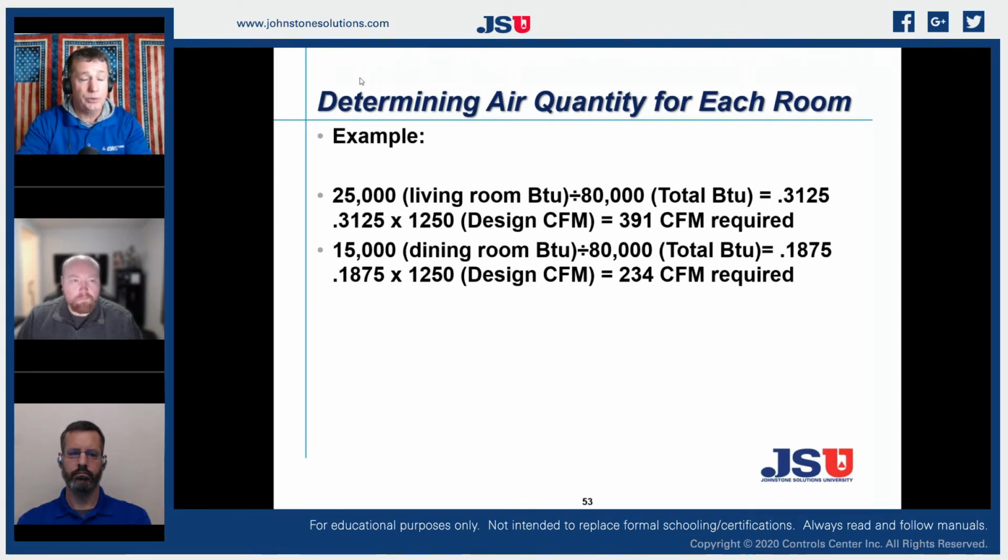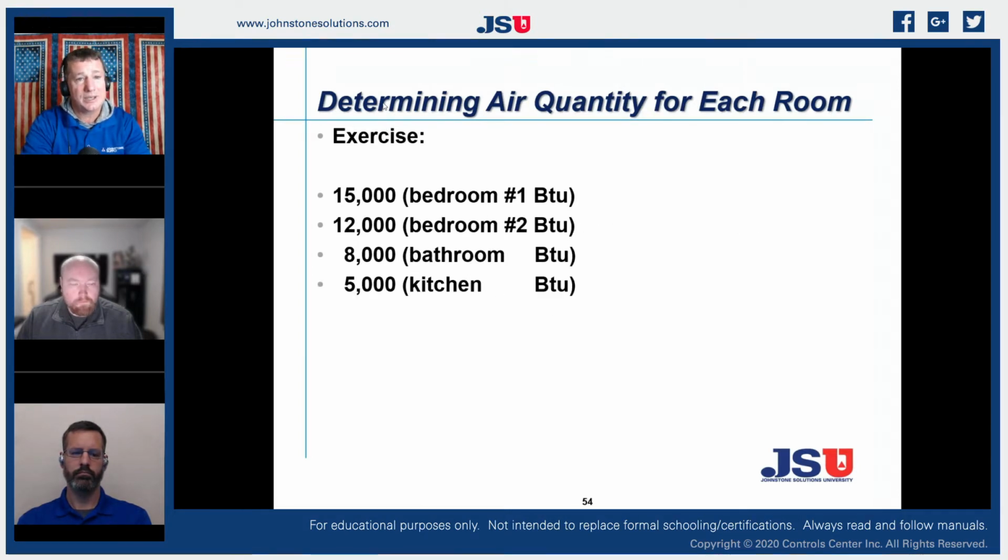So I'm just going to go through each room and take my room load divided by my total load, take that percentage times my total CFM, and that gives me my individual room CFM. As we break it down, we can now see that we're going to have 391 CFM for our living room. Our dining room is going to have 234 CFM. Then we've got our additional rooms that we have to take care of, right? So we would do this as an exercise in class.